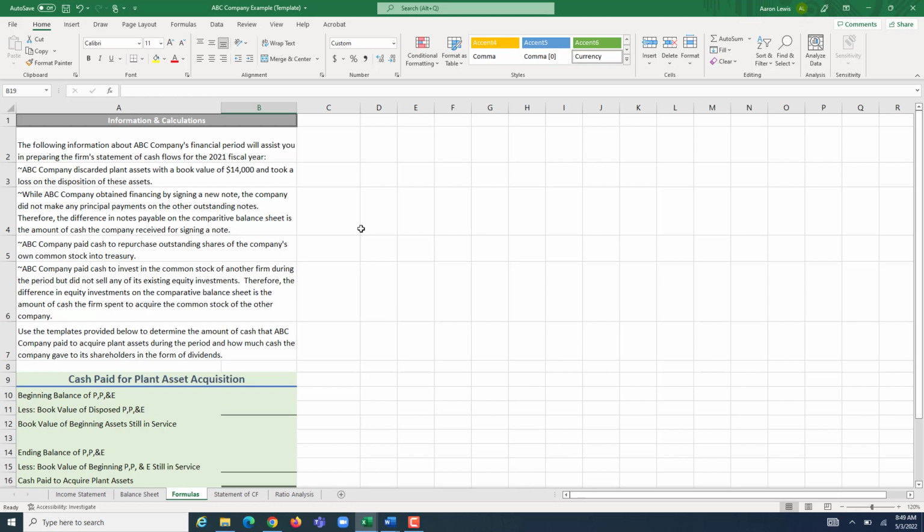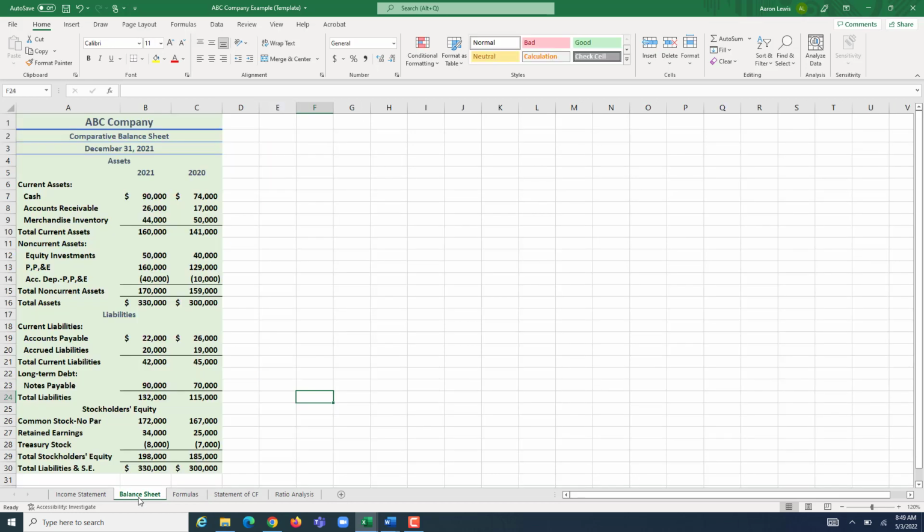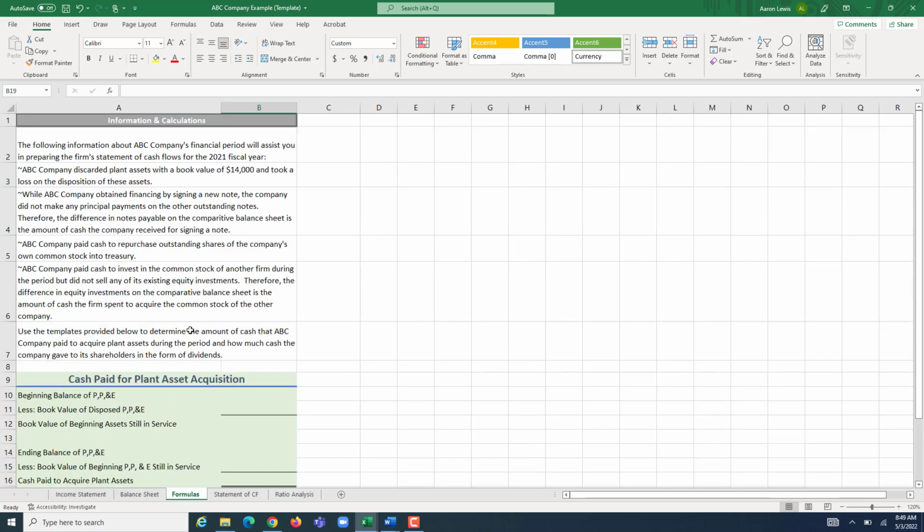The company did not make any principal payments on other outstanding notes, and therefore the difference in their notes payable account on their comparative balance sheet is the amount of cash that they received for signing a note. Okay, fair enough. If we took on more debts without paying off any existing debt, our notes payable would go up. And you get cash at the time that you borrow from the bank that you sign that note, so the increase in notes payable is the amount of cash that's being provided by signing notes. So if we go back to our balance sheet, we can see here that our notes payable increased by $20,000 from 70 grand to 90 grand between the 2020 and 2021 business year.